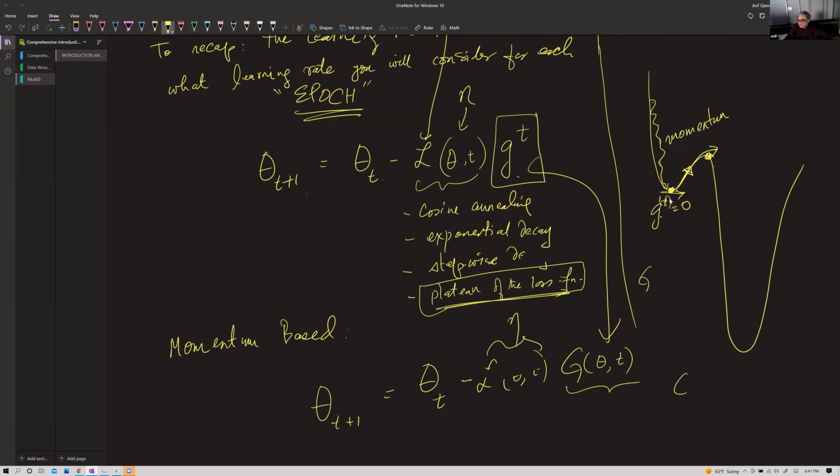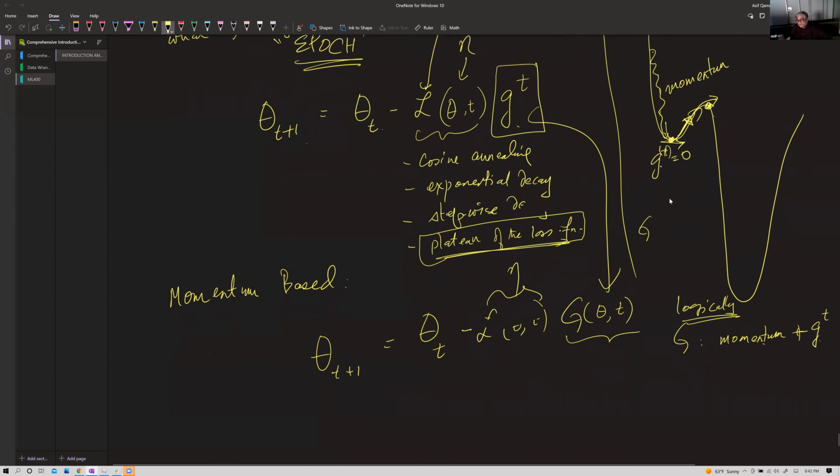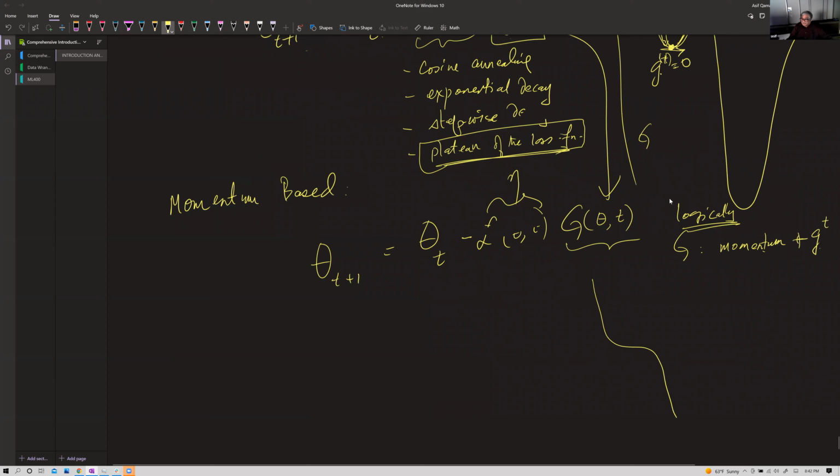And what we do is we say G is, in some logical sense, momentum plus the gradient, plus GT. How about that? Logically, if we use it that it is the sum of momentum and GT, then what will happen? We will move past this local minima. Am I making sense, guys? Right? The same is true for the plateau. Suppose I have this, you would just stop here, gradient is 0. But if you're on the roll, you will roll past this.